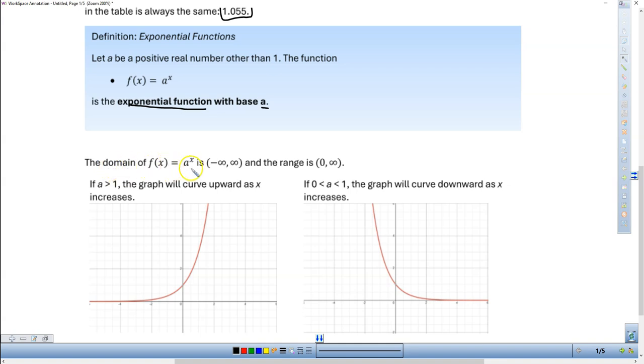Now, the domain of f of x equals a to the x, so this is just our parent function right here, is negative infinity to infinity. And the range is from 0 to infinity, because if we look, when a is greater than 1, you'll notice our curve is moving upward as x increases. And when a is between 0 and 1, our graph is curving downward as x increases.